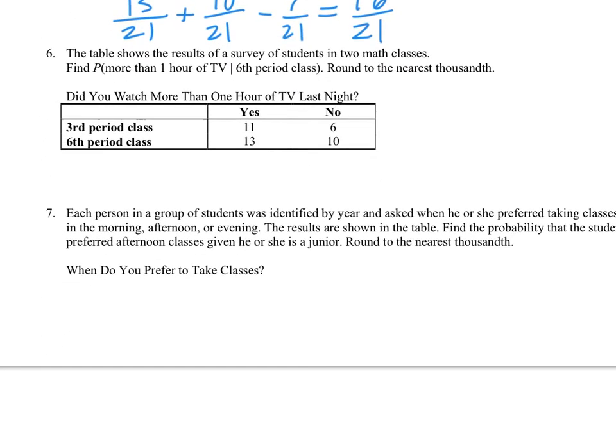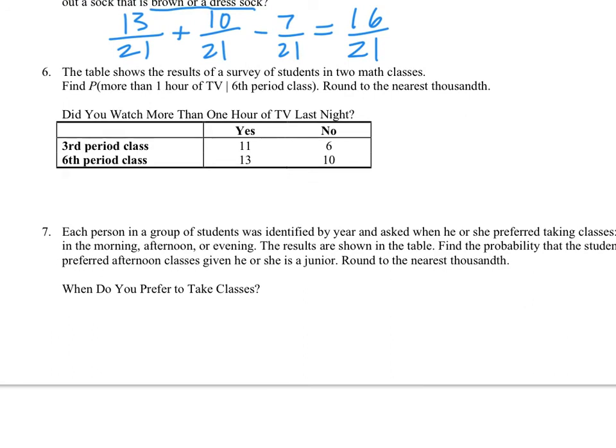Here we've got a table that shows the results of a survey of students in 2 math classes. Find the probability that you got more than 1 hour of TV given that you're in the 6th period class, round to the nearest thousandth. So here it is telling us to round, so obviously we'll do that.